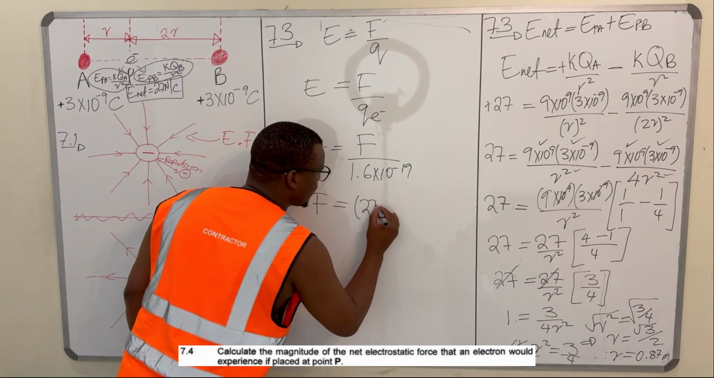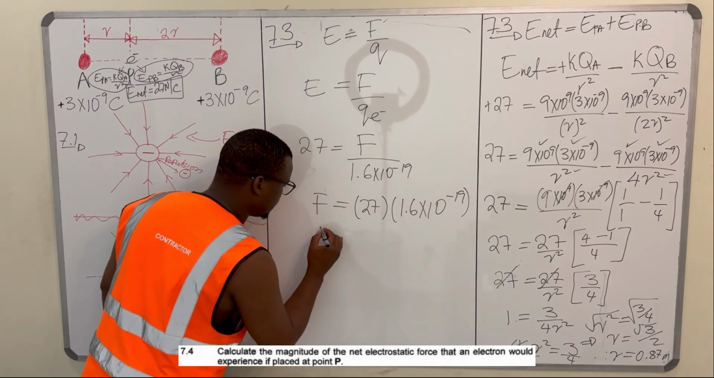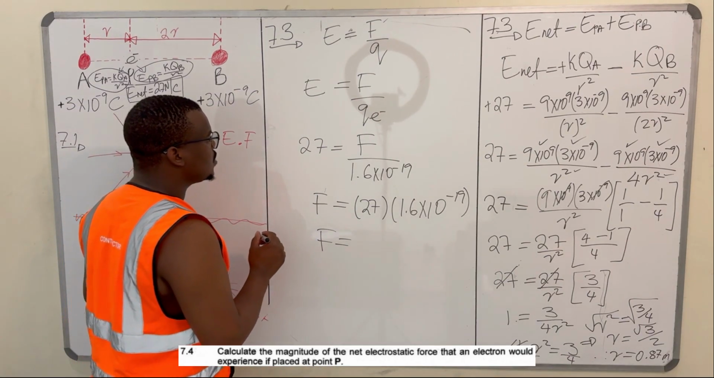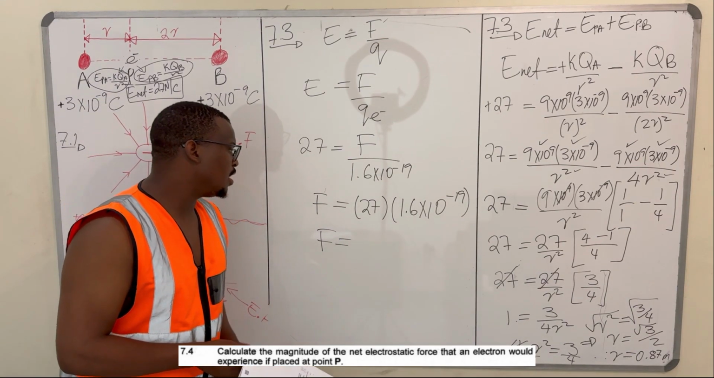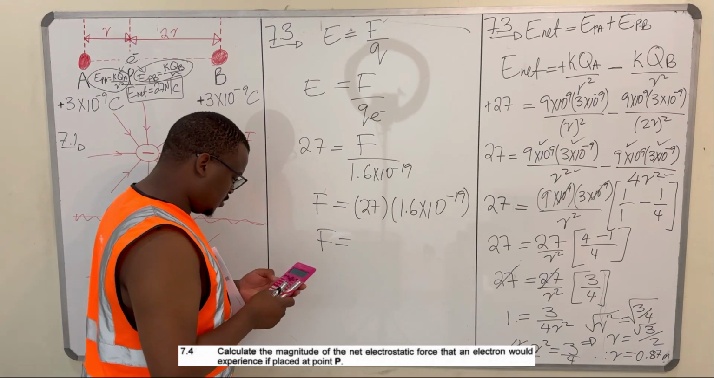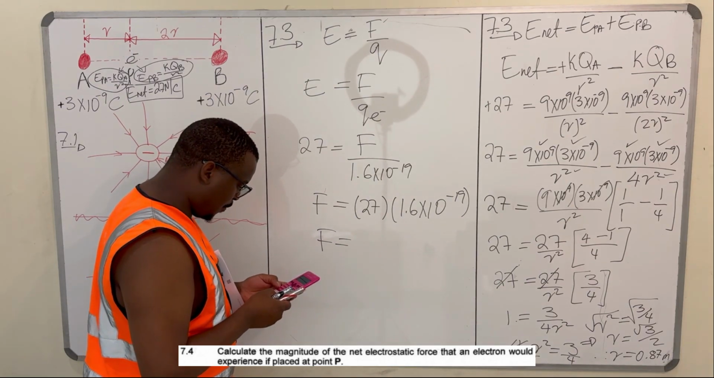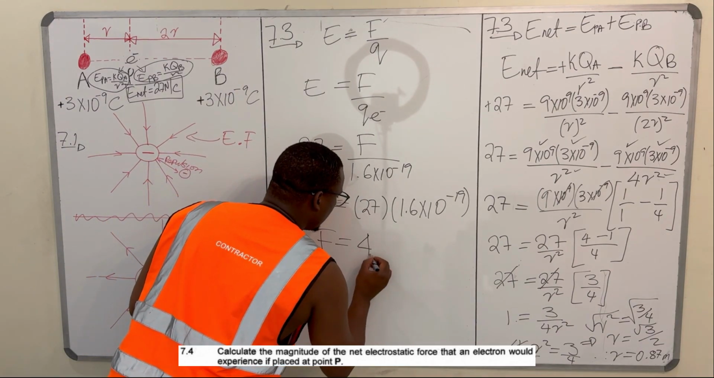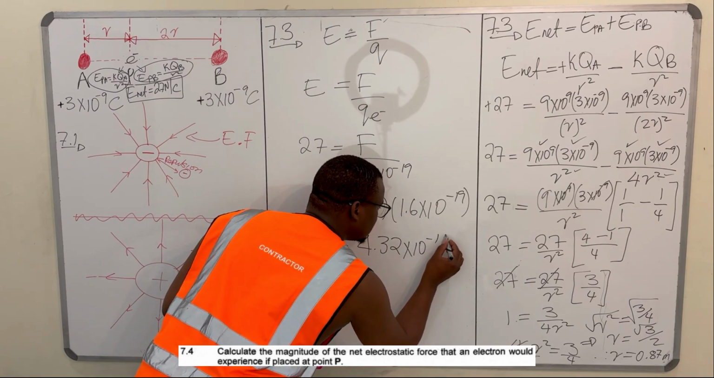27 times 1.6 times 10 to the power minus 19 coulombs, which is your electrostatic force that will be experienced. Actually, the electrostatic force experienced by an electron at that point will be 27 times 1.6 times 10 to the power minus 19, which is equal to 4.32 times 10 to the power minus 18 newtons.